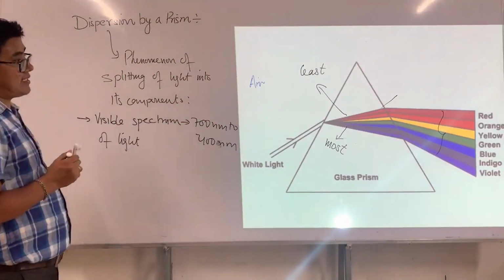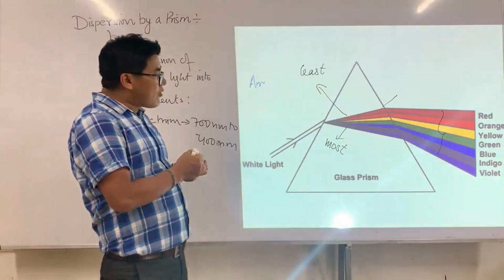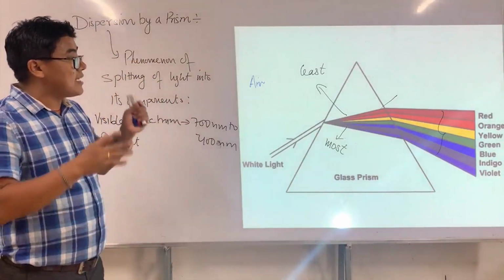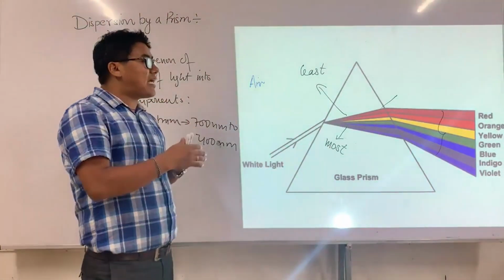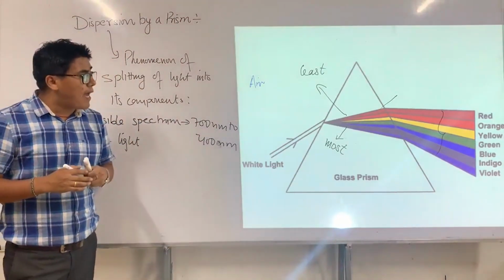Visible spectrum of light. Alright. And now look at here. This is a visible spectrum of light. And now you know this also comes under electromagnetic wave, which I told you long back.